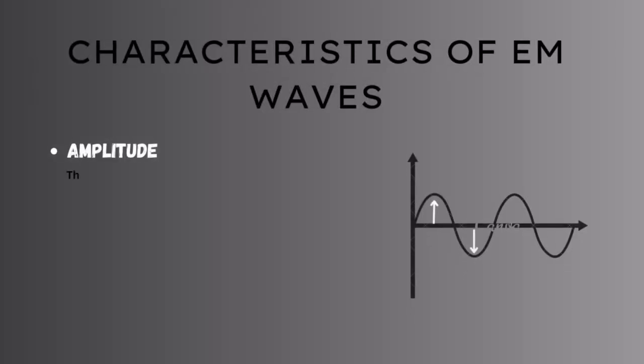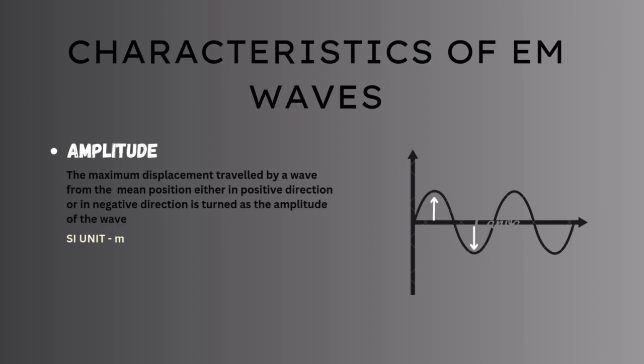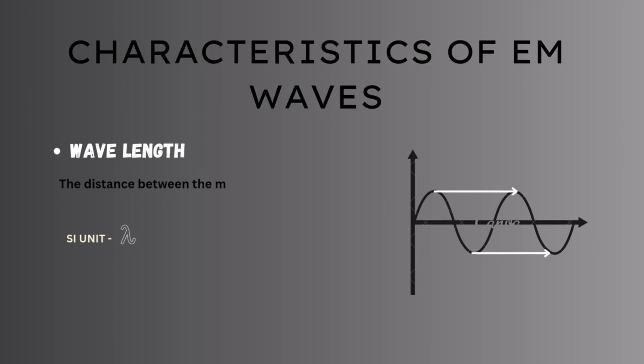Characteristics of electromagnetic waves. Amplitude. The maximum displacement traveled by a wave from the mean position, either in the positive direction or in the negative direction, is termed the amplitude of the wave. SI unit, meter. Wavelength. The distance between two troughs or two crests is called wavelength.